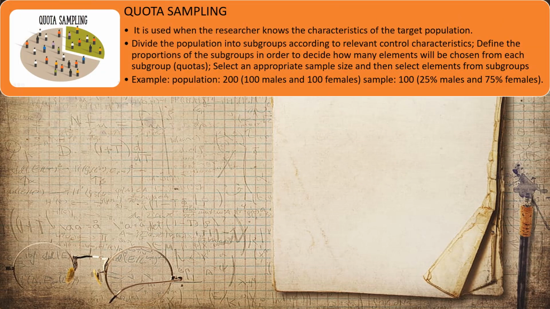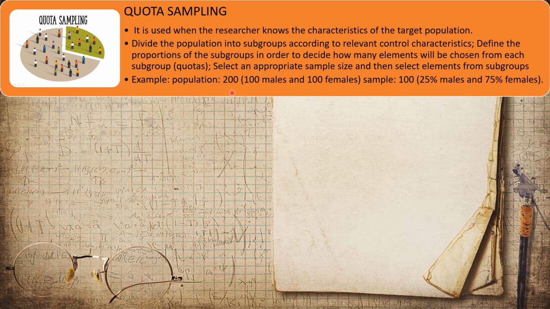First is quota sampling. It is used when the researcher knows the characteristics of the target population. First, it divides the population into subgroups according to relevant control characteristics. Then, just like in stratified random sampling, define the proportion of the subgroups in order to decide how many elements will be chosen from each subgroup, or quotas. Next, select an appropriate sample size and then select elements from subgroups.